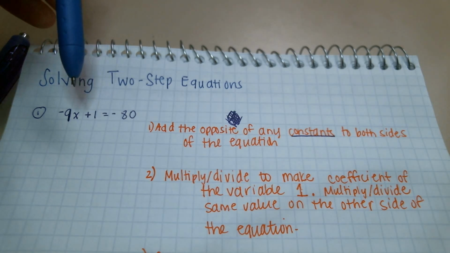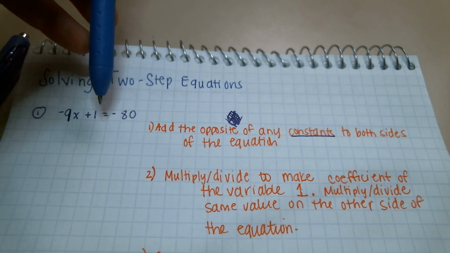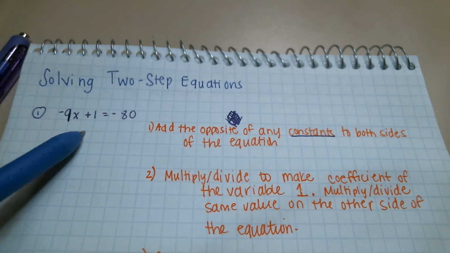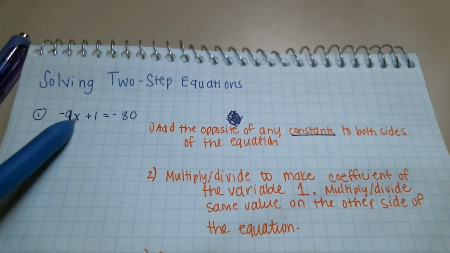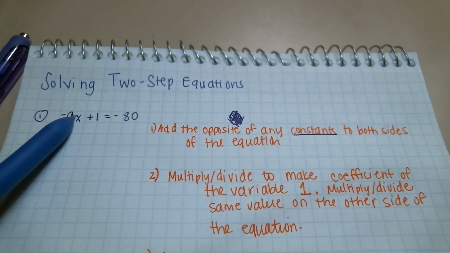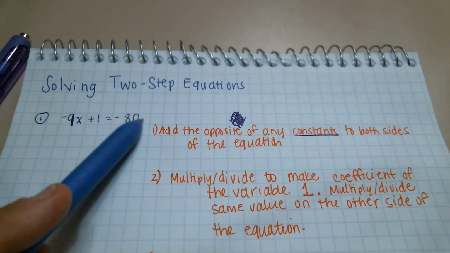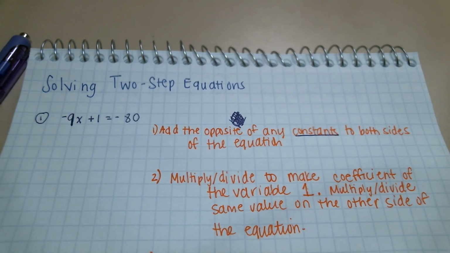So, first thing you notice is we're not just in expressions, we have equal signs. And on the left of the equal sign, we would call this one side of our equation. On the right side of our equal sign, this would be the other side of our equation. So we've got these two sides.